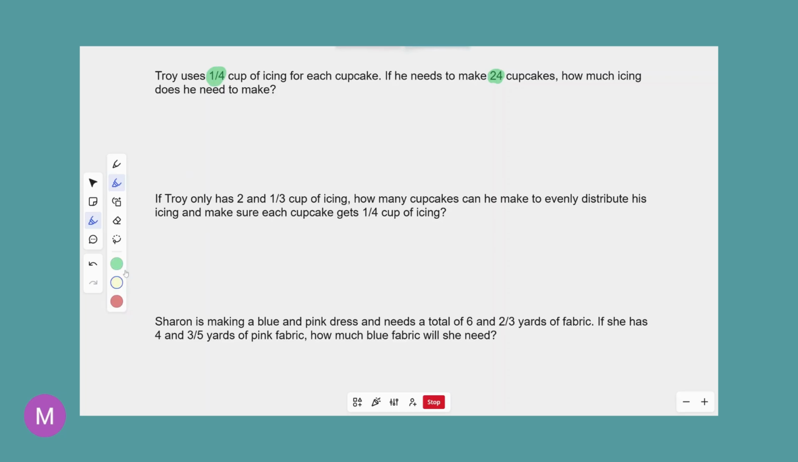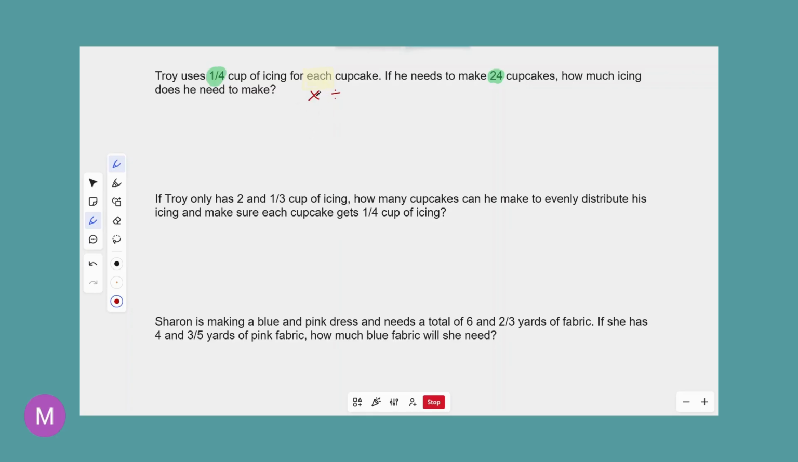So now it's time to read it and try to find the keyword for the operation. So Troy uses 1/4 of a cup of icing for each cupcake. Well, we know that each is a keyword. If he needs to make 24 cupcakes, how much icing does he need to make? So we talked about each, and that each could mean either multiplication or division. They're opposite operations of each other.